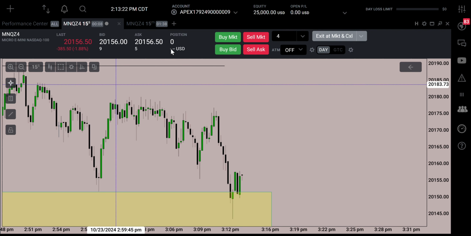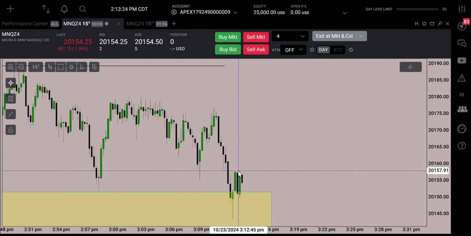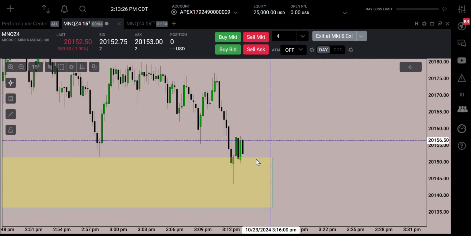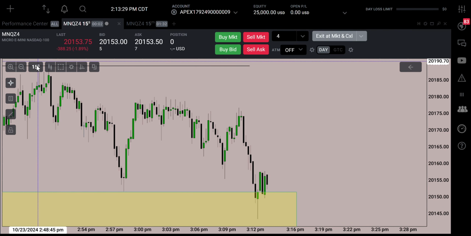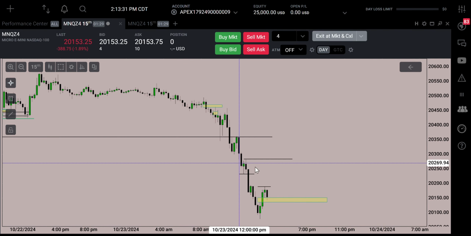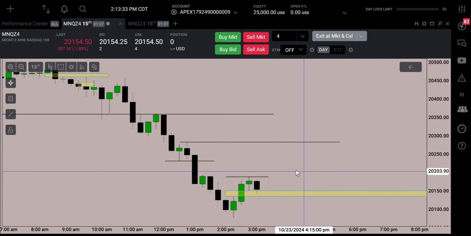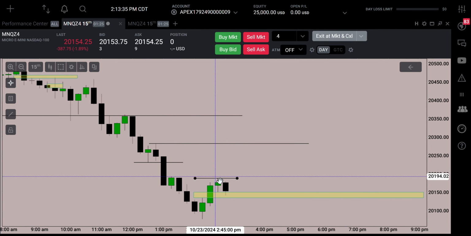Alrighty, currently looking at a 15-second chart. Waiting for a swing high to be made. This is a 15-minute BISI right here. Let's go ahead and go check it out. 15-minute BISI there. This is also a 15-minute possible swing high.